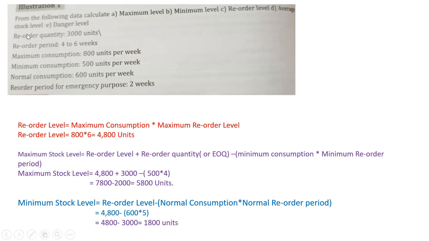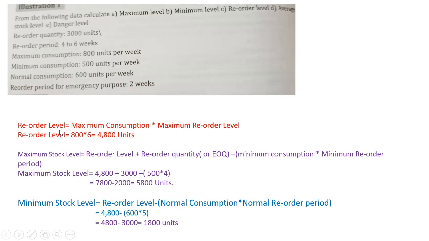Here they have given reorder quantity and reorder period, 4 to 6. That means 4 is minimum, 6 is maximum. Maximum consumption, minimum consumption, and normal consumption are also mentioned. And for calculating the danger level, they have mentioned the emergency period. Actually we will get it in 4 to 6 weeks, but for emergency, it is 2 weeks.